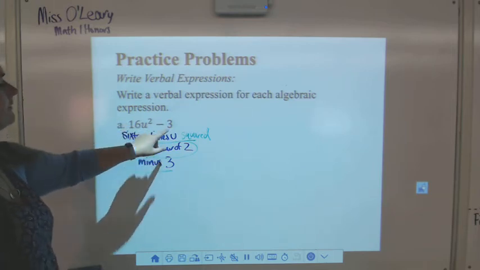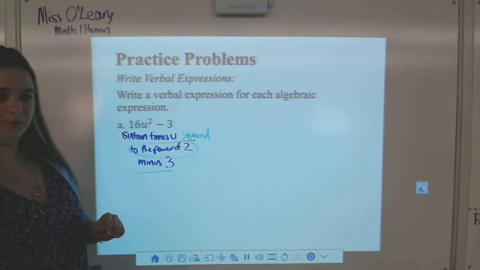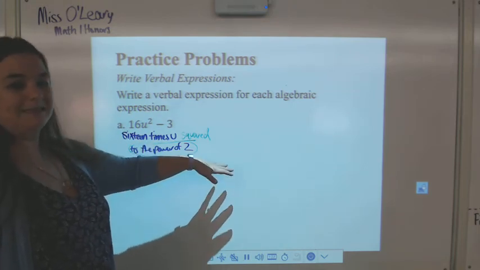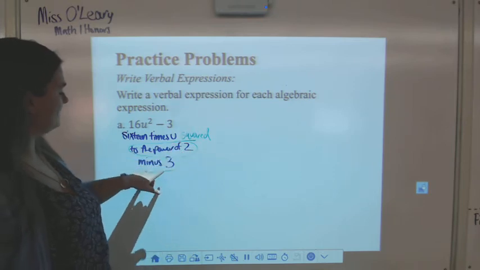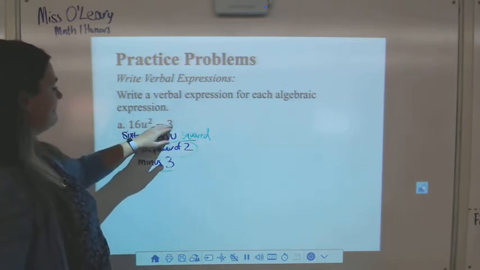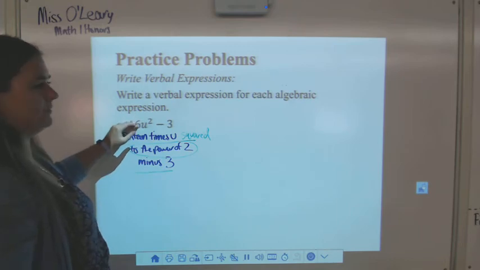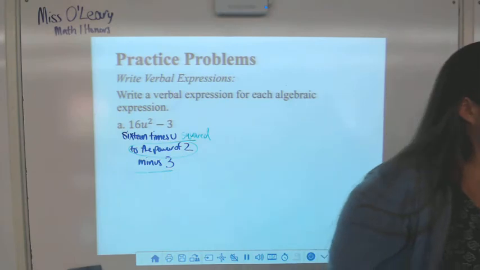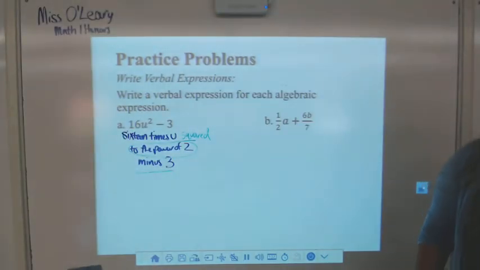With subtraction and division, you need to be careful about your order, because sometimes it'll read in the order left to right, the way we read in English, and it'll work out. But sometimes subtraction gets tricky. I could say take 3 from 16u squared. Be careful with subtraction. Let's try again with a different algebraic expression.